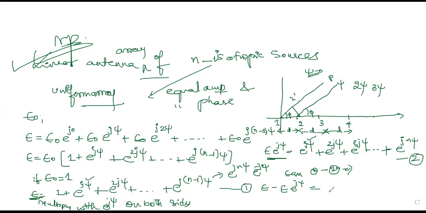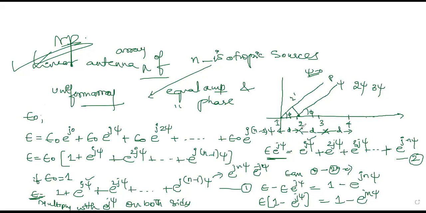What are we? 1 minus or plus? e to the power minus j xi. 1 minus e to the power j n xi. So now here take out E common. It will be 1 minus e to the power j xi, which is equal to 1 minus e to the power j n xi. I'll explain you once again.